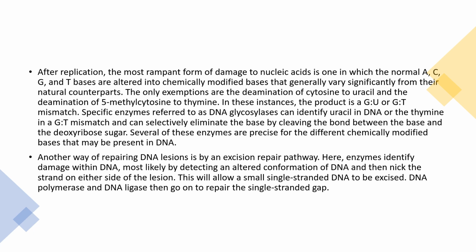Specific enzymes referred to as DNA glycosylases can identify uracil in DNA or the thymine in a G to T mismatch and can selectively eliminate the base by cleaving the bond between the base and the deoxyribose sugar. Several of these enzymes are specific for the different chemically modified bases that may be present in DNA.